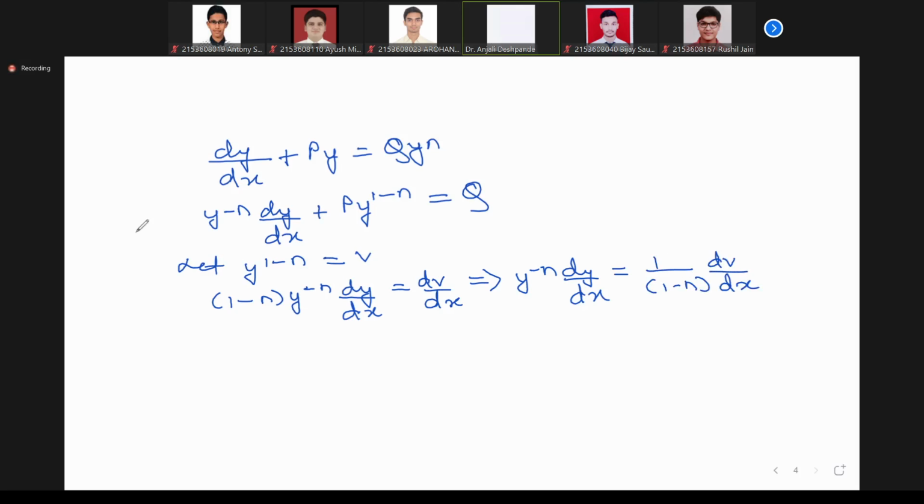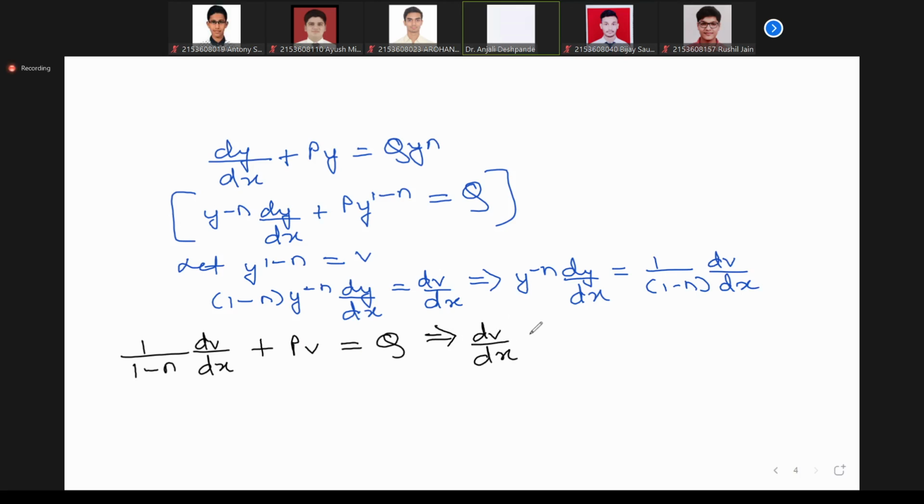And now I'm going to substitute everything in this equation. So what I'll get? 1 upon 1 minus n dv by dx plus, okay. Now here we have y raised to 1 minus n is v, so pv is equal to q. And then I'll write this as dv by dx plus p into 1 minus n into v is equal to q into 1 minus n. And remember, n is a real number. So basically those are the constants which we are attaching to p and q. In this way, we have converted to this form. Idea is clear how we are converting.